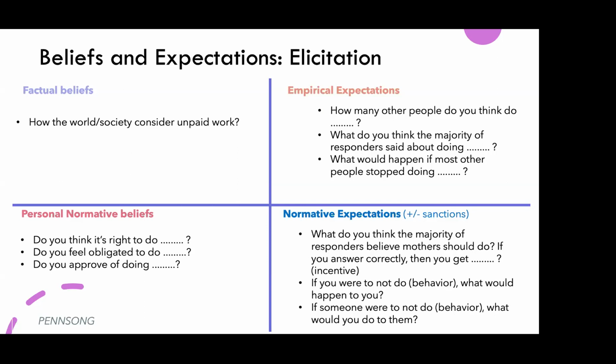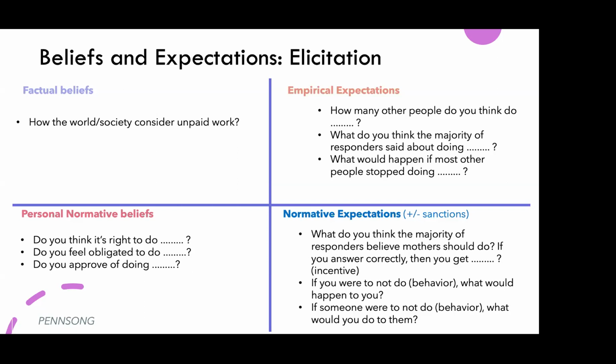So how many other people do you think will do the unpaid work? What do you think the majority of the responders, in the case of a questionnaire, or what do you think the majority of your coworkers said about taking parental leave, for example? Or what would happen if most other people stopped doing female genital mutilation? Those are all the empirical expectations elicitation that we use in order to understand what we think about other people's behavior and how widespread the behavior is in our society, in our reference group.